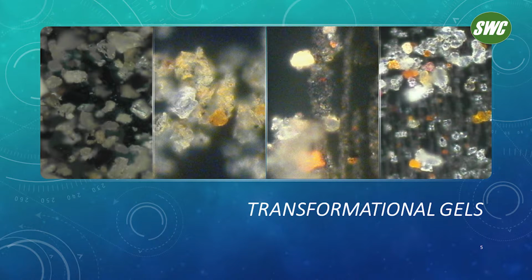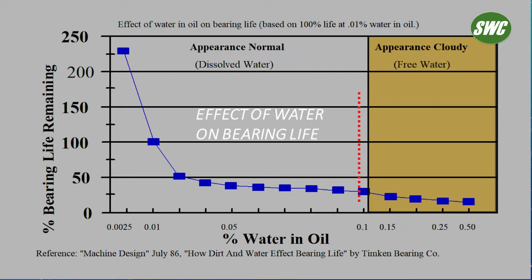These types of transformational gels that form in hydraulic and lubrication systems change as the system goes on. They typically are involved with water coming into contact with one of the lubricant's additives. And this chart right here shows the effect of water on bearing life.